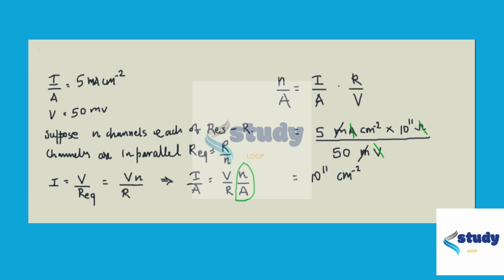So which one of our options is matching with this? Okay, so we need to convert this. This should be equal to 100 per micrometer squared. So these many channels are there in one unit area of the membrane. So this ends the solution to this question.